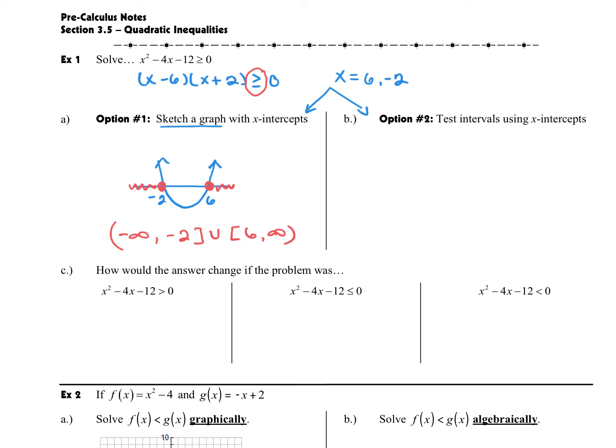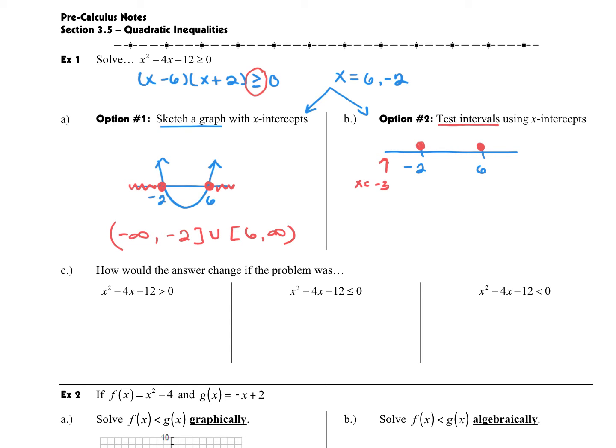Now, the second option would be to take those same values for the x-intercepts, and we're going to put those on our number line again. So the 2 methods start off exactly the same. Negative 2 and 6, just like before, because it's inclusive, we're going to put some nice solid circles on those intercepts. And now we're going to actually test some intervals. We're going to pick some values from each of the intervals and determine whether or not we get a true statement. So, for example, from this interval right here, I'm going to choose x equals negative 3.